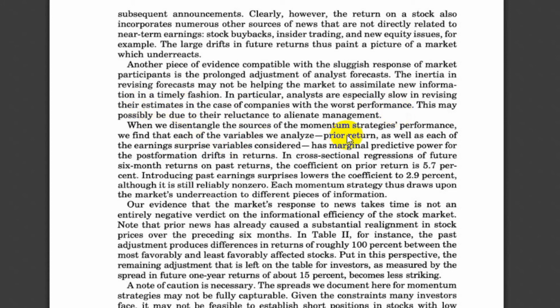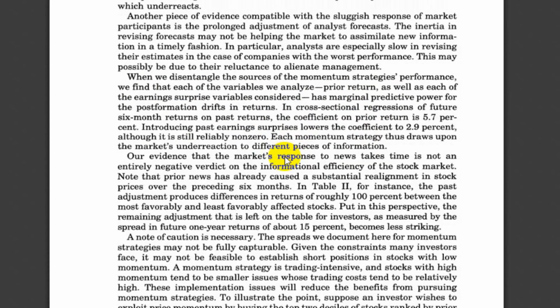And so it was also found that each of the variables, including the price momentum piece, which is the past 6-month return, as well as the earnings surprise pieces, each added their own predictive power for the post-formation return. And in a regression of the price momentum and earnings surprise variables, each of the variables tended to be significant in explaining the returns. So each momentum strategy draws upon its own market underreaction to its own information.